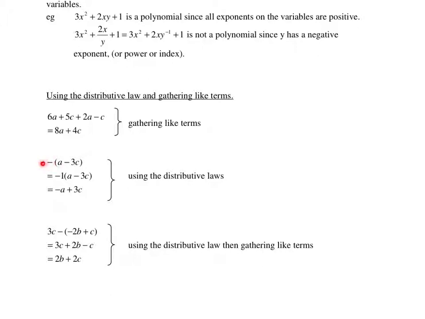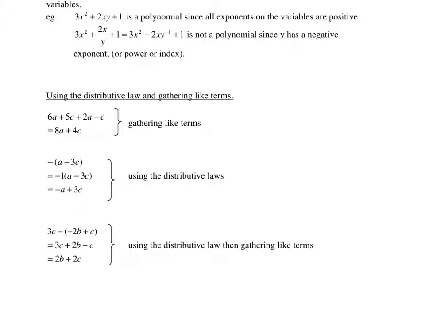Now the negative sign outside the bracket really means that everything inside the bracket is multiplied by -1. Even though there isn't a coefficient in front of the bracket, there's just a negative sign, it is implied that the coefficient is 1. We have one lot of a minus 3c in the bracket. So now multiplying each term inside the bracket by -1: negative 1 times a is negative a, but negative 1 multiplied by negative 3c is positive 3c.